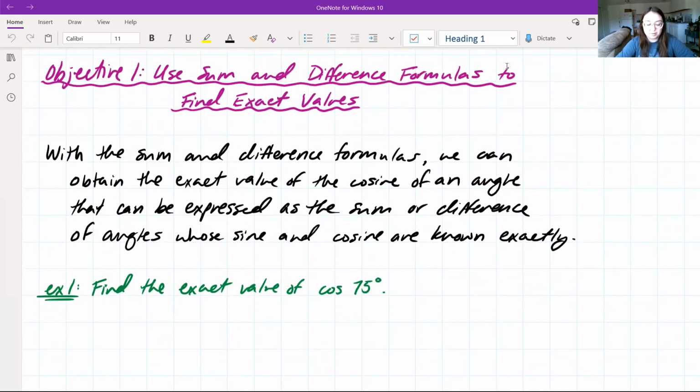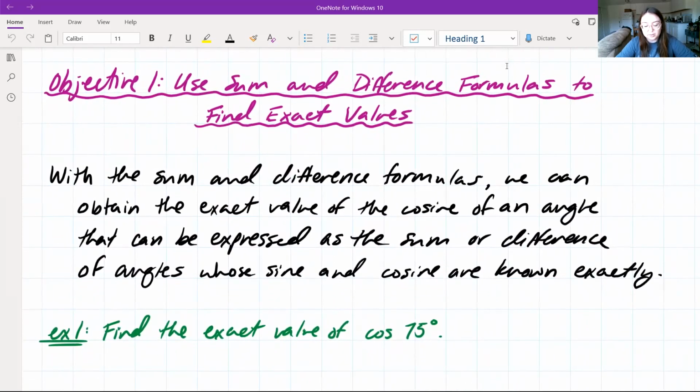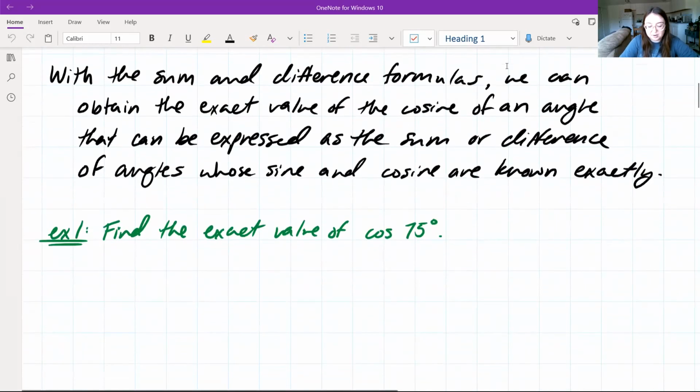So all right, objective one. We want to use sum and difference formulas to find exact values. With the sum and difference formulas, we can obtain the exact value of the cosine of an angle that can be expressed as the sum or difference of angles whose sine and cosine are known exactly. So let's do our first example to expand on this. Example one, we want to find the exact value of cosine of 75 degrees.